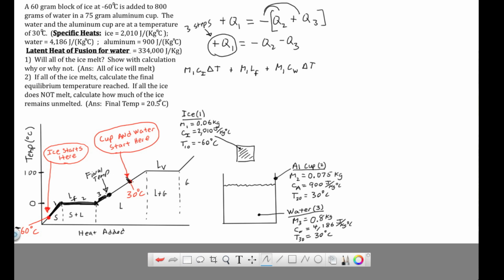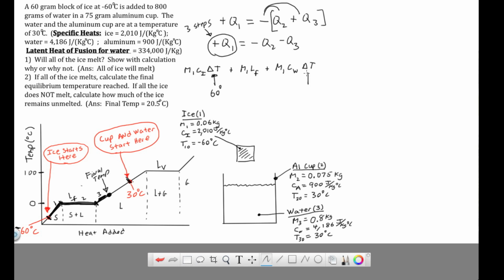So we're still dealing with the mass of the ice, but now the ice has become water, so we want to make sure that we use the specific heat of water. Okay, this delta T right here is going to be 60, right? Because the ice starts at negative 60 and warms to 0. So 60 to 0 is a temperature change of 60.